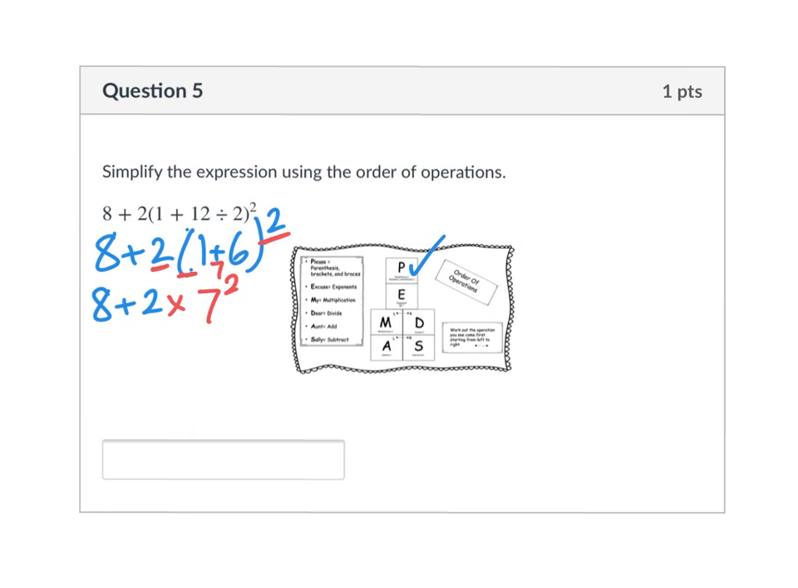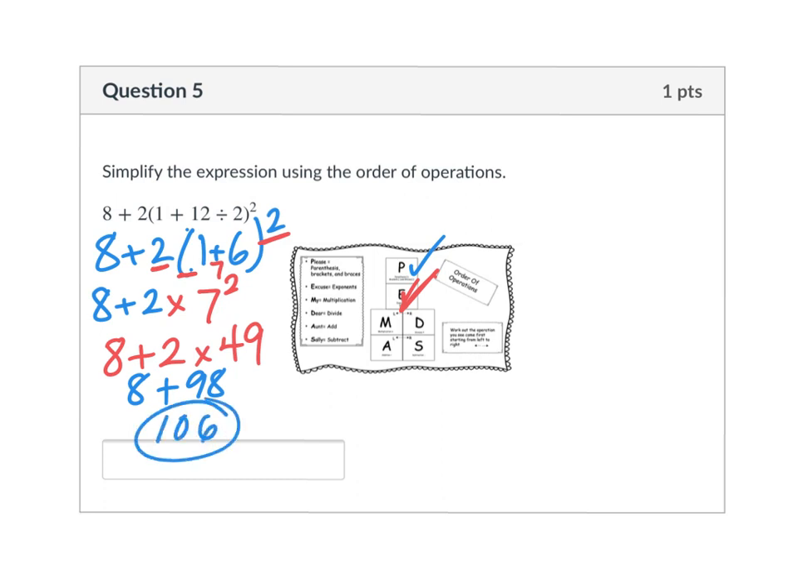Okay, so I've taken care of the parentheses. Now I'm moving on to exponents. So I have 8 plus 2 times 7 to the second power, which is 49. Okay. All right. Taking care of my exponents. Now I'm looking, do I have multiplication or division? I do indeed have multiplication, so I'm going to do that first. 2 times 49 is 98. And now my final step, 8 plus 98, I have 106, my final answer.